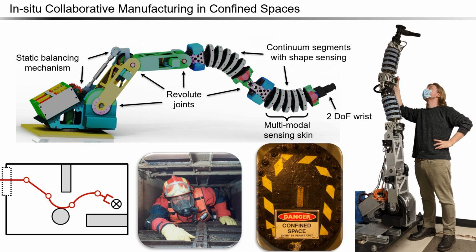To ensure the safety of their human coworkers, robots designed for human-robot collaboration in confined spaces, such as the one shown here, must be designed with a host of sensing modalities not typically present in traditional industrial robots. One of the most important of these sensing modalities is the ability to detect unintentional contact with the worker or the environment.